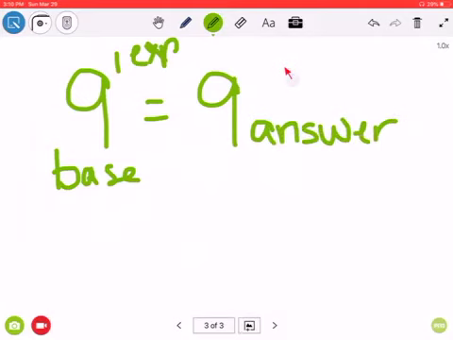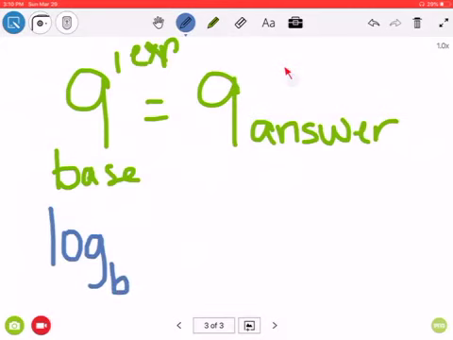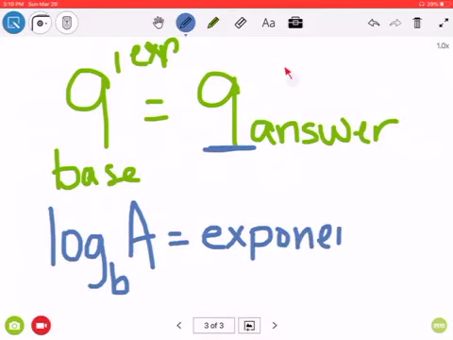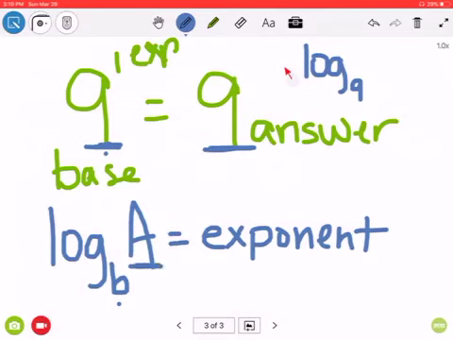All you have to know is that when it goes to log form, you're going to do log. You're going to put your base down here. The answer to the exponent is there, like this 9. And then it will always be equal to whatever the exponent was. So for instance, this one that we have here, you would write log. The base goes little and low, so this base right here is a 9. A is for answer, so 9 would be right here. And remember, a logarithm is always equal to the exponent, so the exponent here was a 1.